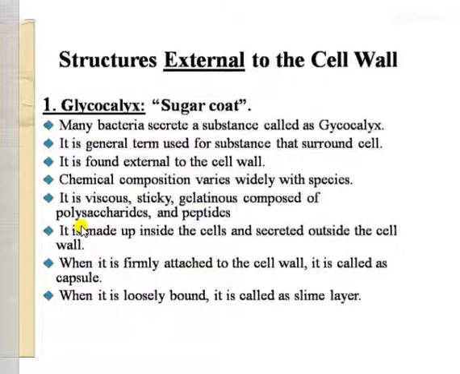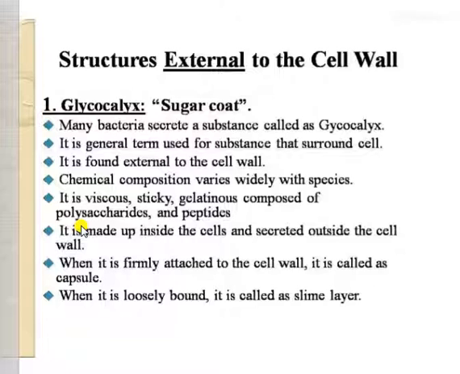First one is Glycocalyx, which is the outermost layer of the bacterial cell. In general terms, it is used for the substance that surrounds the cell. Sometimes it is also called capsule. It is formed external to the cell wall. It contains viscous, sticky, gelatinous materials composed of polysaccharides and peptides. It is made inside the cell and secreted outside the cell wall.